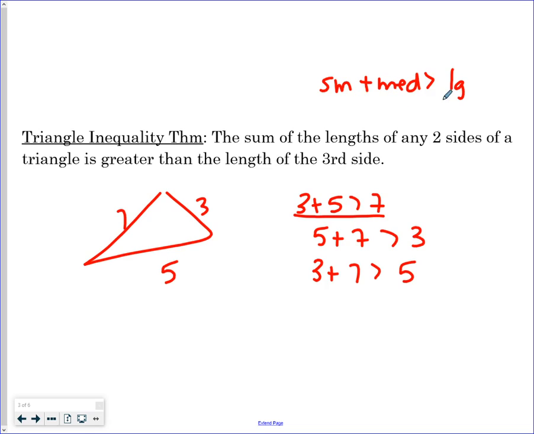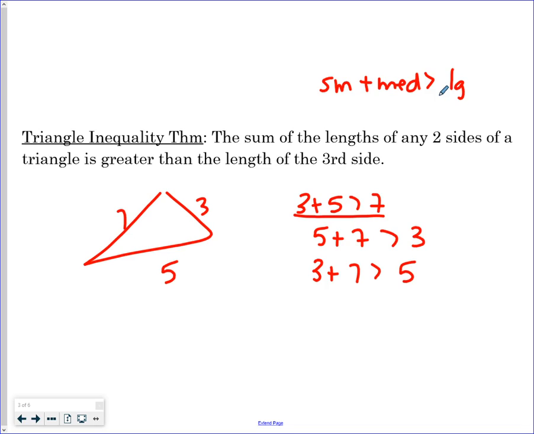I can just check that one, okay? The small plus the medium has to be bigger than the large. You can check all 3 if you don't remember the rule, that's totally fine. You can check all 3, but you don't have to. If you can remember the rule, you can just do the one, okay?